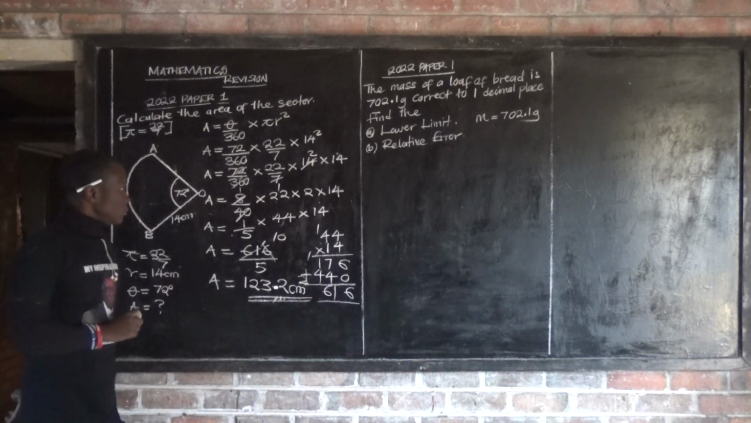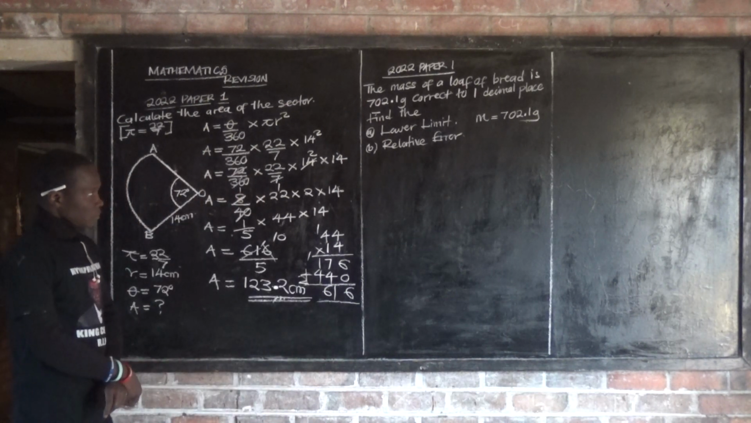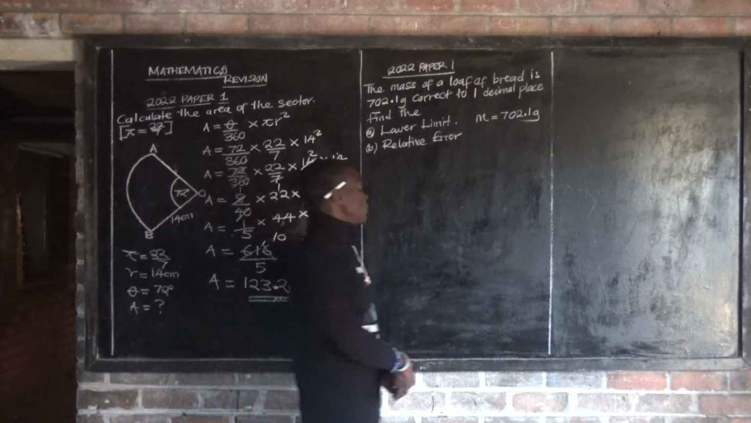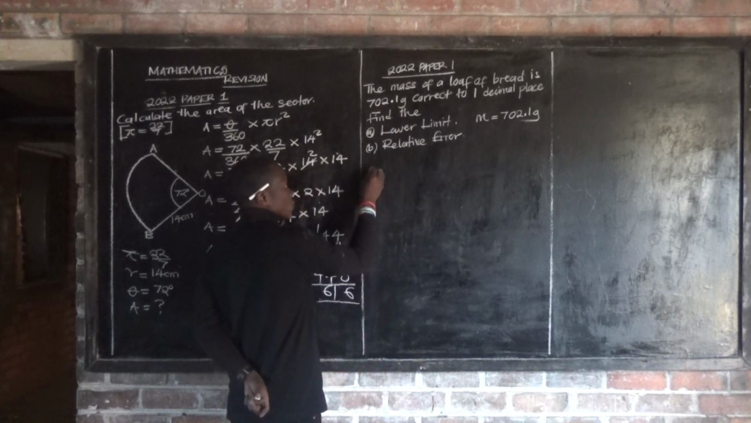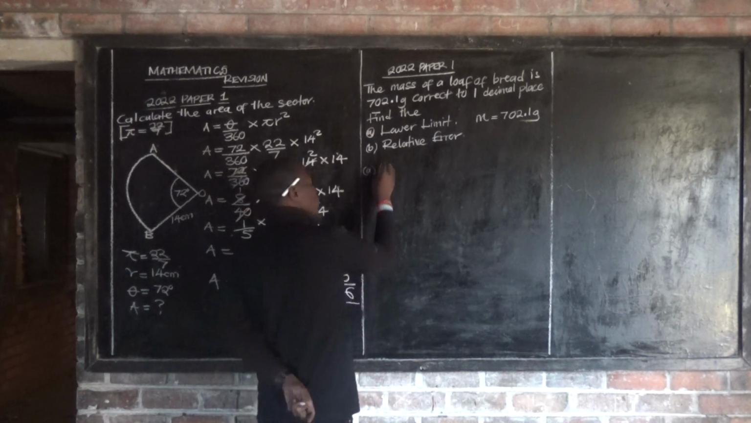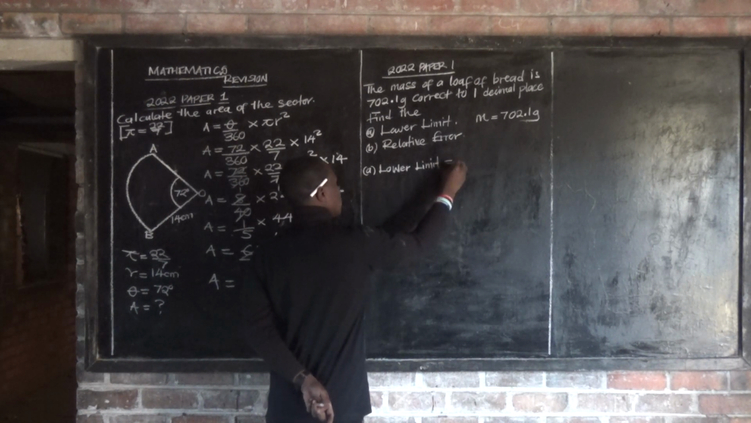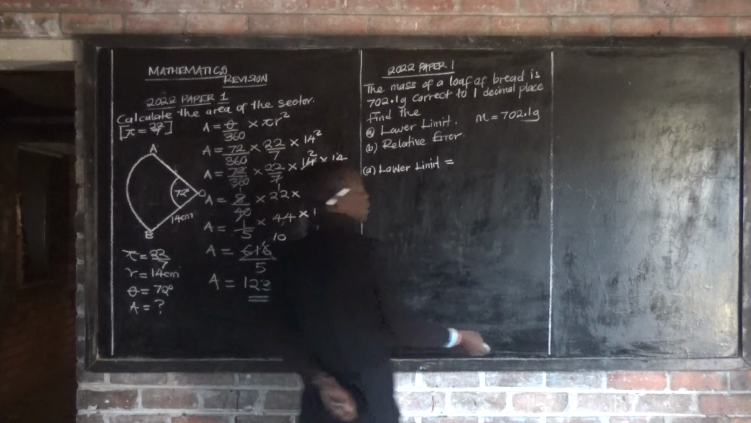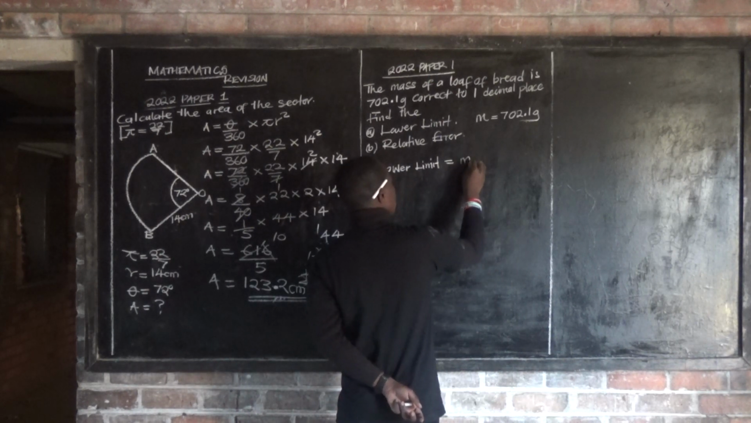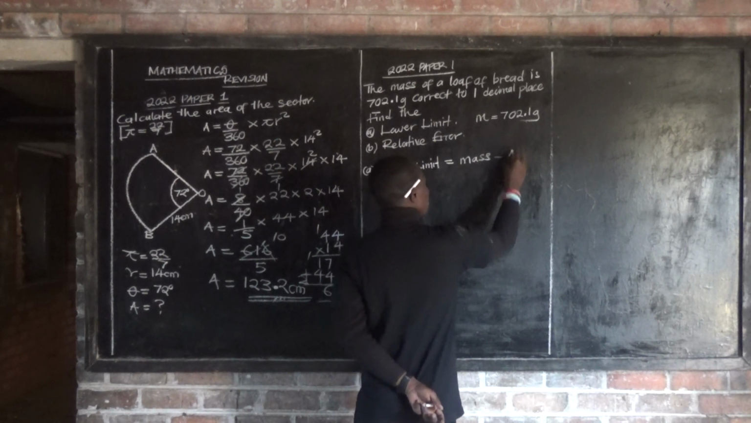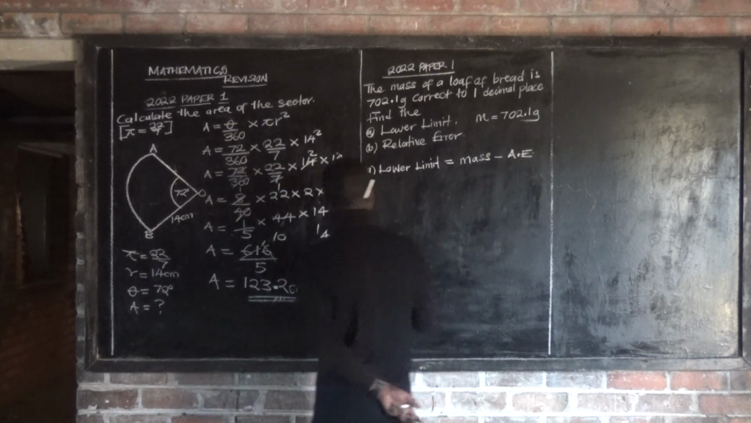Now, the first question is saying find the lower limit. Now, how do you find the lower limit? Let me answer the first question. Lower limit is equal to the mass given minus the absolute error of that mass.